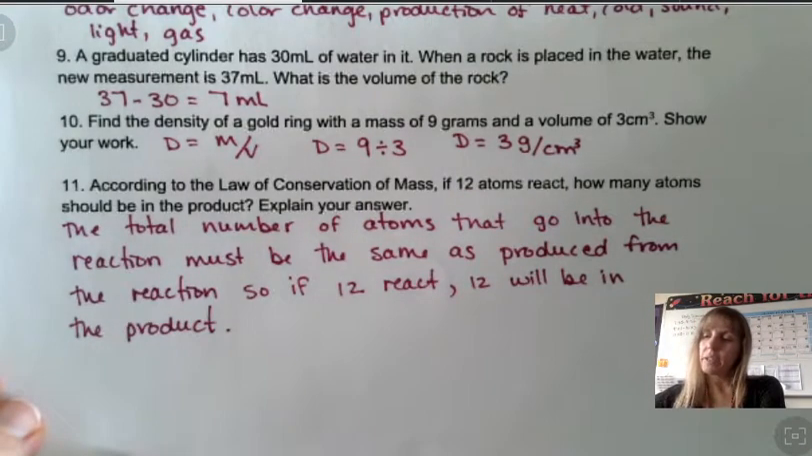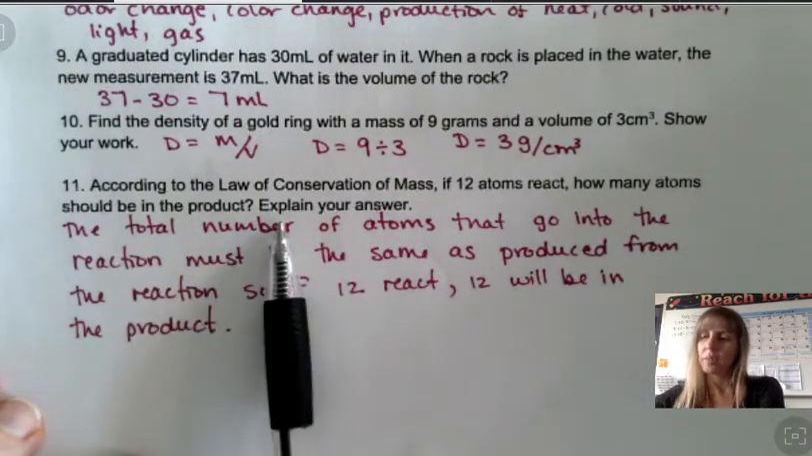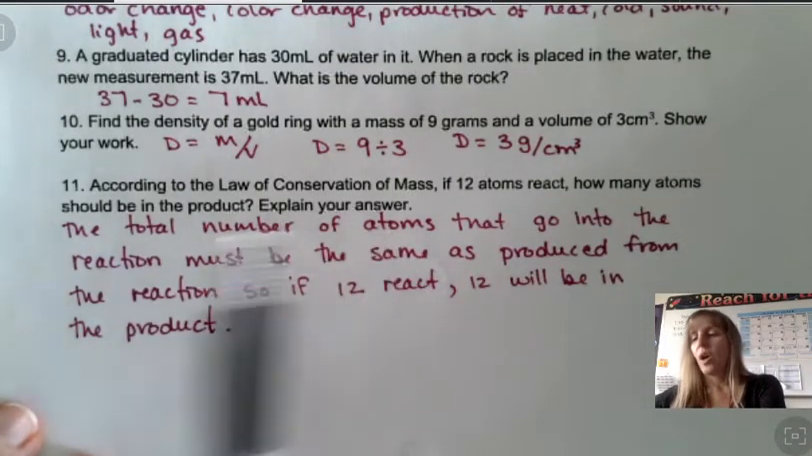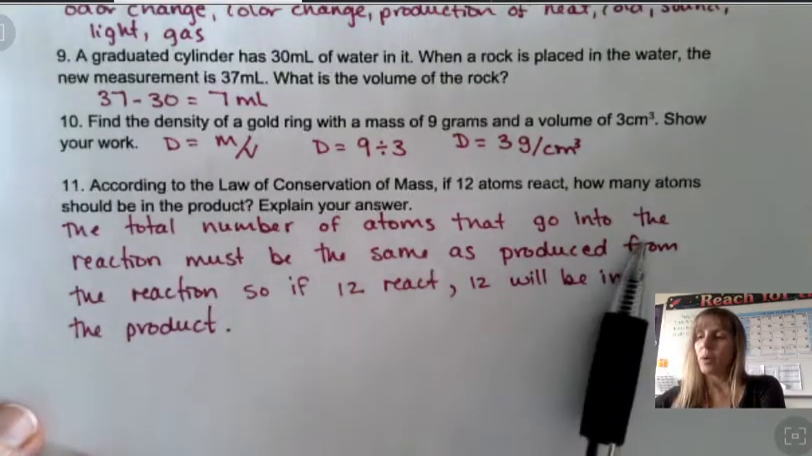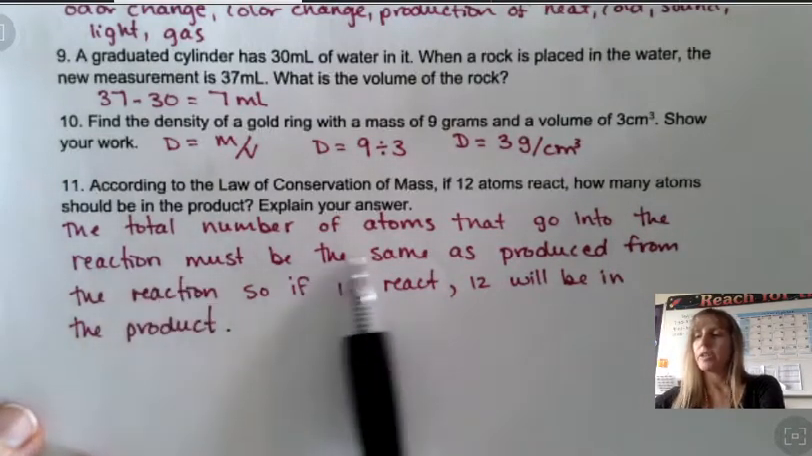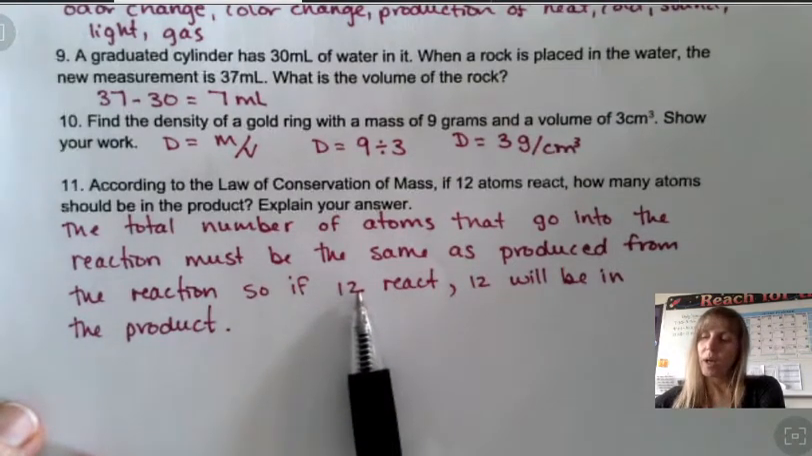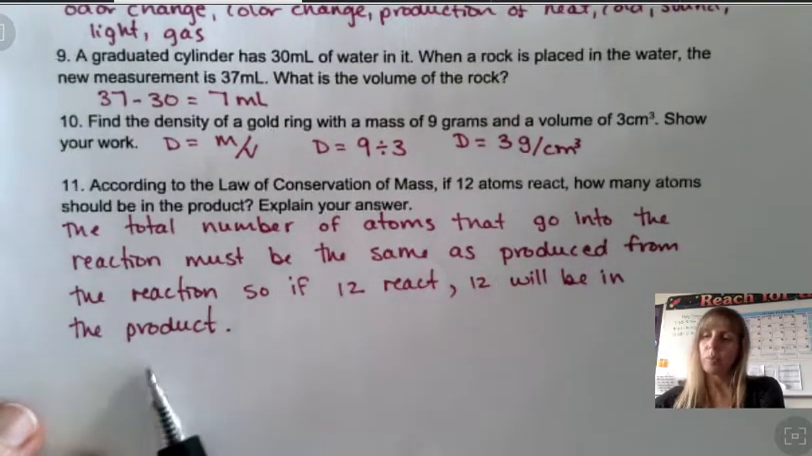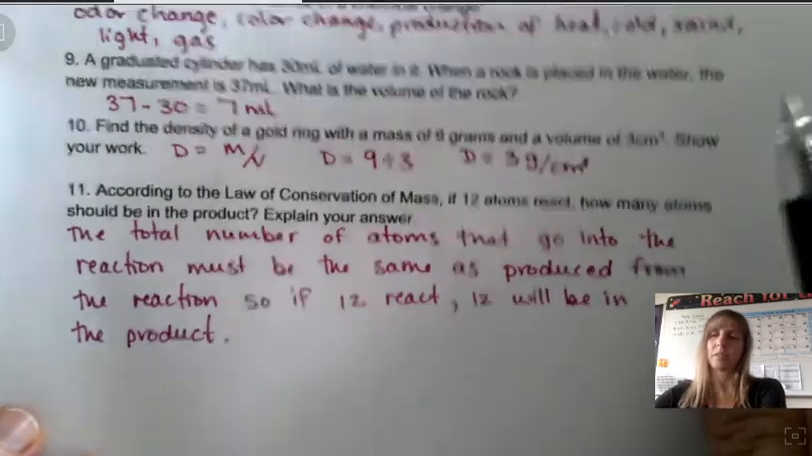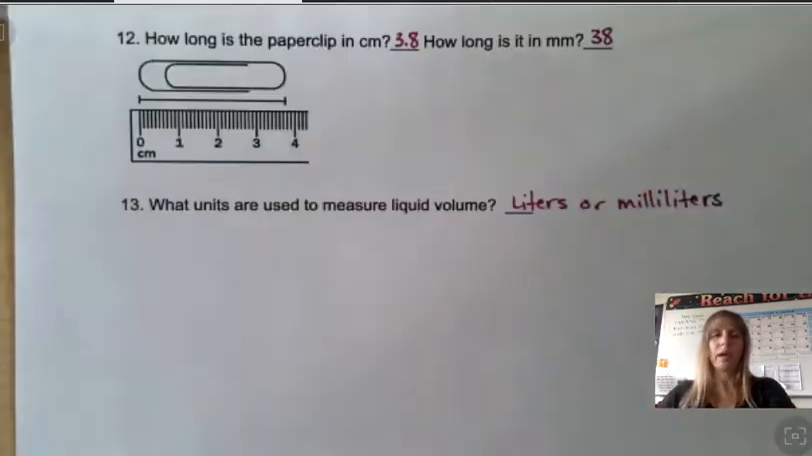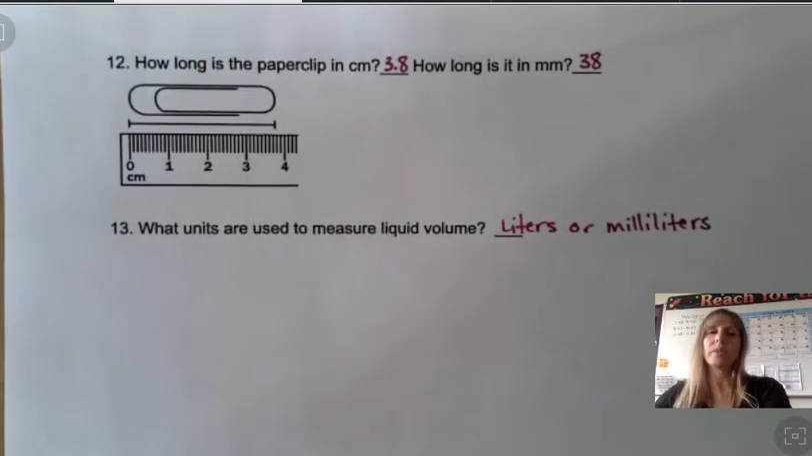According to the law of conservation of mass, if 12 atoms react, how many atoms should be in the product? Explain your answer. Well, remember the total number of atoms that go into the reaction must be the same as produced from the reaction. So if 12 react, 12 will be in the product. It has to balance, right? Okay, so 2 last questions.